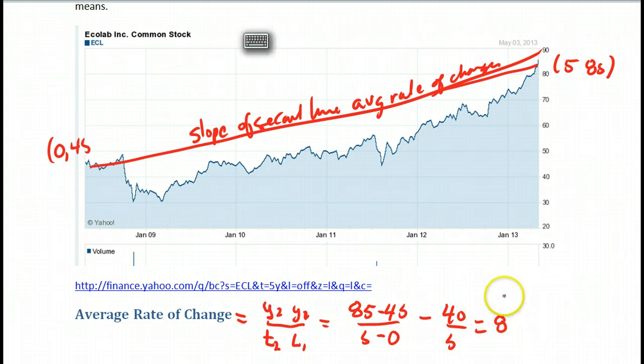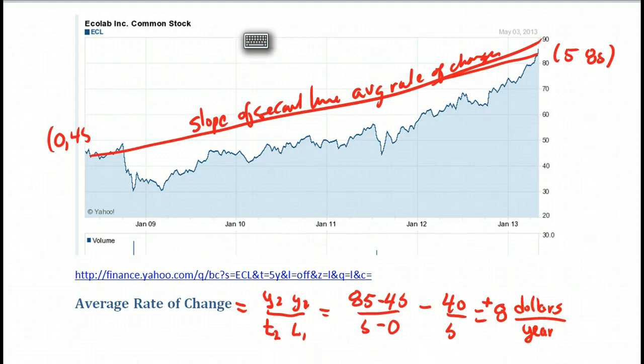Well, you have to put units on it. This one's going to be funny because we do dollars, so I'm going to write it out. Dollars per year. And since it's positive, that means I'm increasing. So my average rate of change is $8 per year. Those are the units. I had dollars, and I divide it by the years, and that's all it is. That is my average rate of change, and this is a rate.